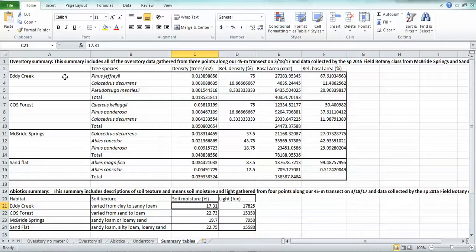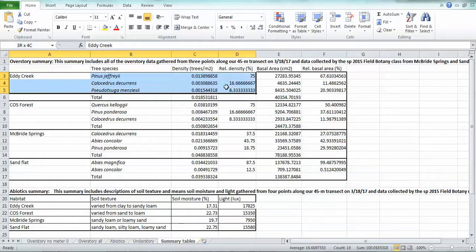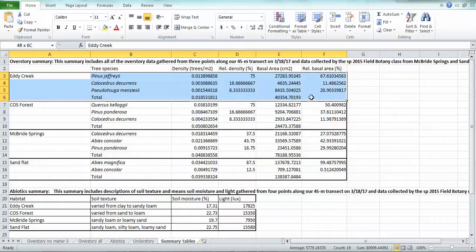Okay, so let's start by making sure we have a good understanding of what these overstory data represent. And we'll just take a look at the Eddy Creek data, but what we say here is going to be true for all of these communities. So you have the tree species here that we found in all the 3 points along the transect. So you've got the species names, and then you also have their densities.